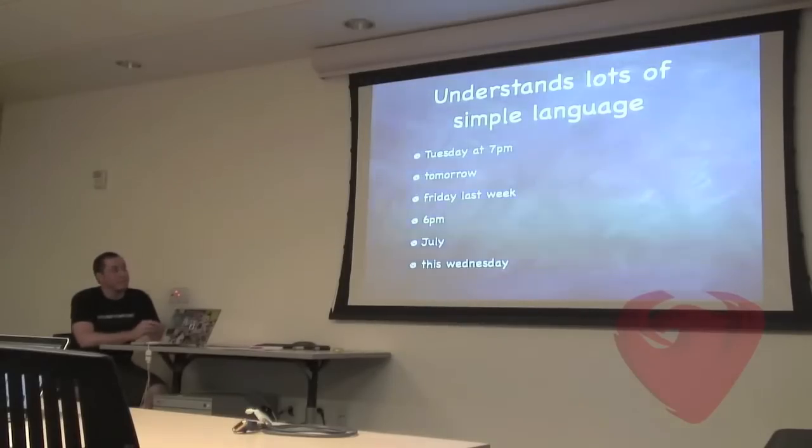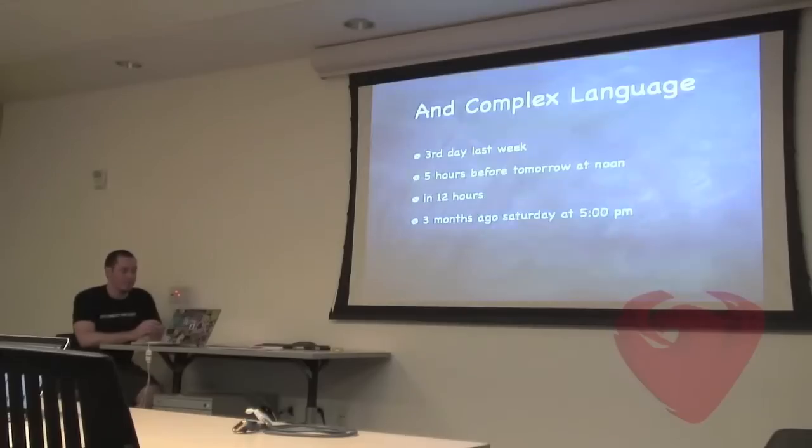So it understands lots of stuff in simple and complex language. You can say Tuesday at 7, tomorrow, Friday last week, 6 p.m., July. And then more complex stuff, like third day last week, 5 hours before tomorrow at noon, all kinds of stuff. You can almost throw anything at it and it just figures it out. It's pretty crazy.